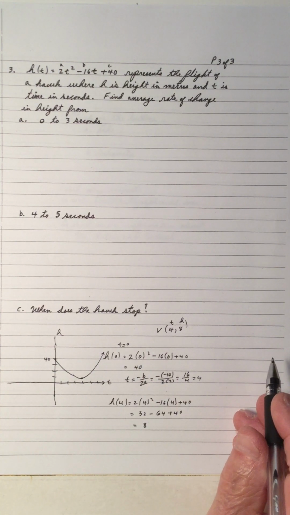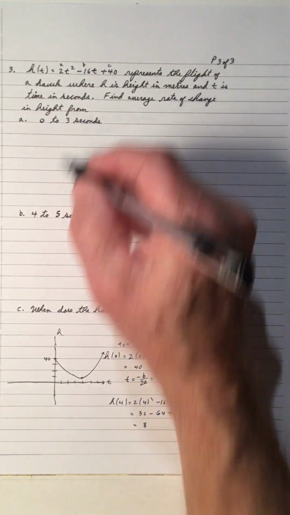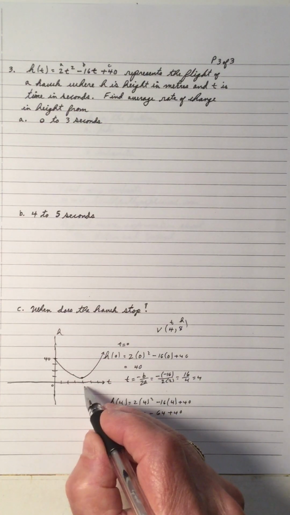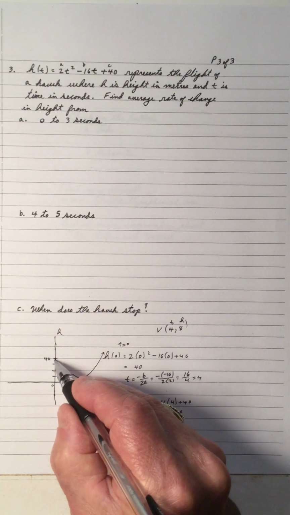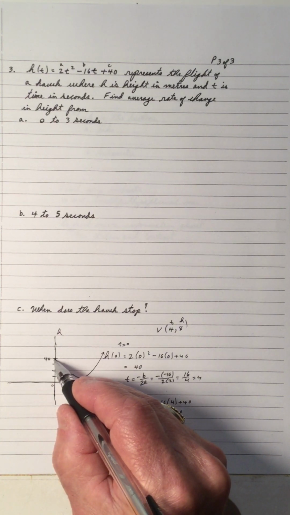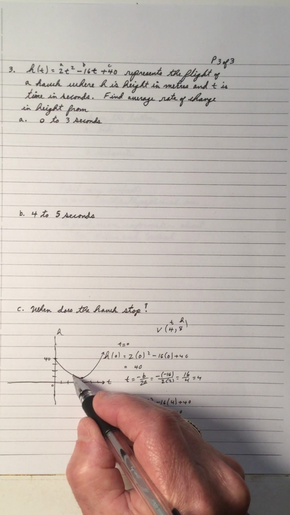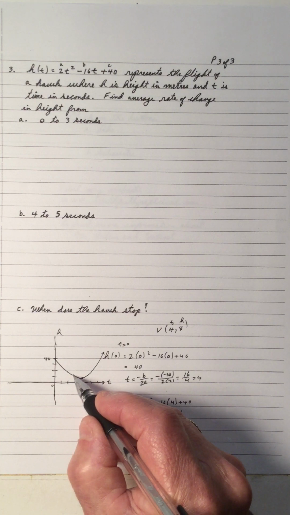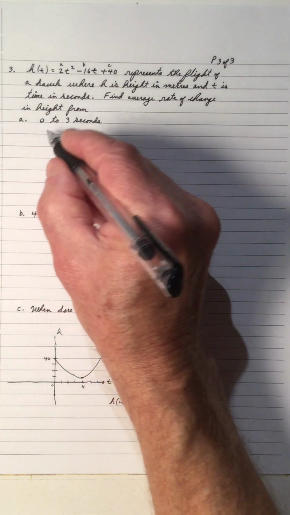So that's important because where is 0 to 3? So 0 is here. There's 4. So 0 to 3 is this interval here. The hawk is flying from 40 down to whatever 3 is. So what's the slope of this line? Well, let's put a 0 in.